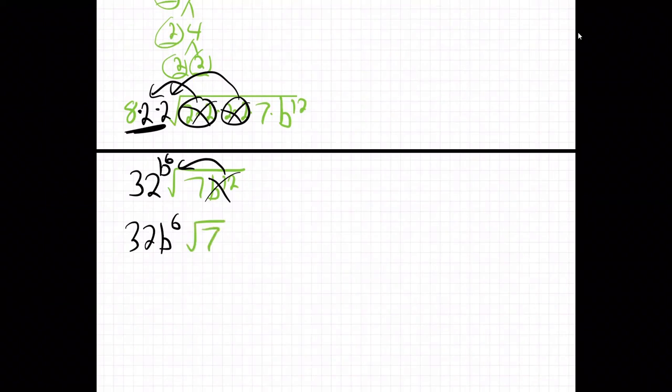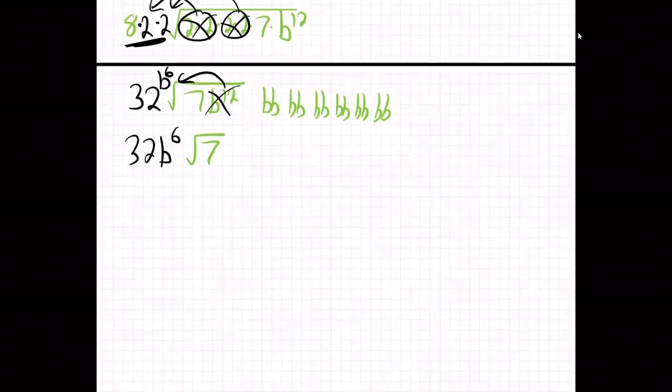Now, I want to make sure that makes sense to you. B to the 12th is really 12 b's, right? 1, 2, 3, 4, 5, 6, 7, 8, 9, 10, 11, 12 b's, right? I just want to show you that we're just following the same consistent rule all the time. What's the rule for square roots? For letters, numbers, for anything? 2 for 1.